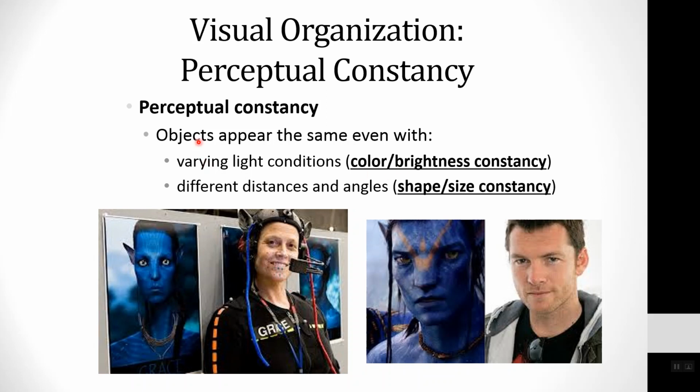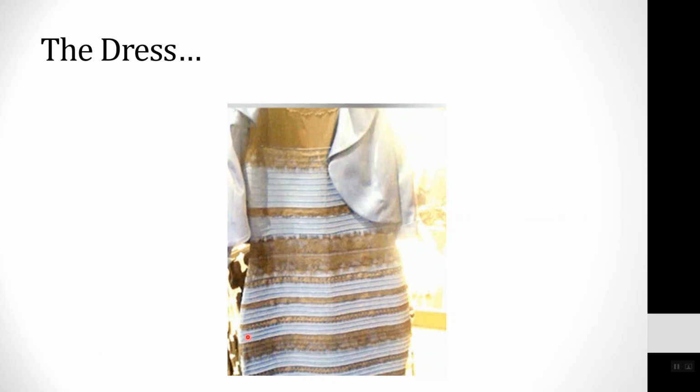Okay, so let's explore these more. So this is perceptual constancy. There's color and brightness constancy, and there's shape and size constancy. So we'll talk about them in turn. So let's talk about the dress. Let's watch a video on this notorious dress.